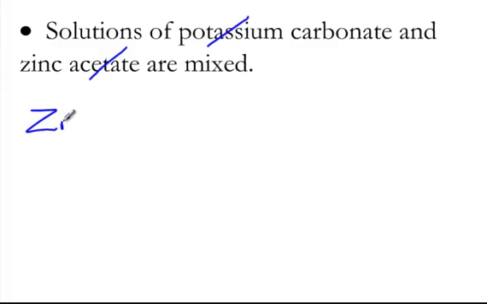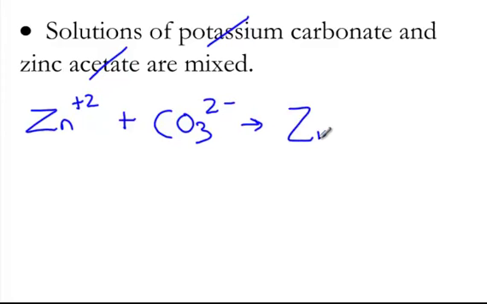I'm going to put the zinc first, and since it's a solution, I need zinc's charge, which is +2. Carbonate's going to go next, and carbonate has a -2 charge. That's CO3 2-. And when zinc +2 and carbonate -2 come together, it's going to make zinc carbonate, which is a solid precipitate. It's already balanced, so we're good to go with that reaction.